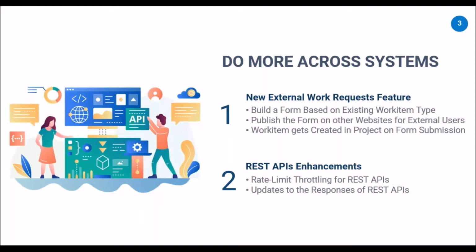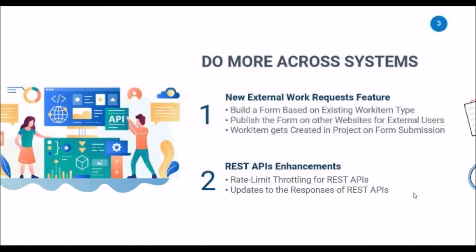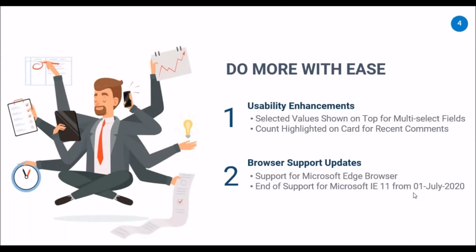On the REST API front, we have introduced rate limit throttling and also updated some of the responses for our REST APIs. And on the usability front, what we have done is we are continuing to make improvements wherever we have been receiving feedback from our customers. So, for example, here what we have done is ensured that the selected values are always shown on top for multi-select fields. And if you have any comments added recently on your cards, those cards get highlighted much more easily. And we have also brought in support for the modern Microsoft Edge browser. We'll talk about these towards the end of the session.